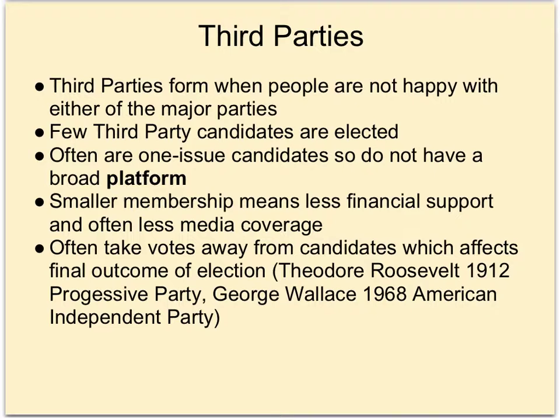Third parties form when people are not happy with either of the other major parties. Few third-party candidates are elected. Often they are one-issue candidates, so they do not have a broad platform. Smaller membership means less financial support and often less media coverage. They often take votes away from candidates, which affects the final outcome of the election. Theodore Roosevelt in 1912 was Progressive Party, and George Wallace in 1968, American Independent Party.